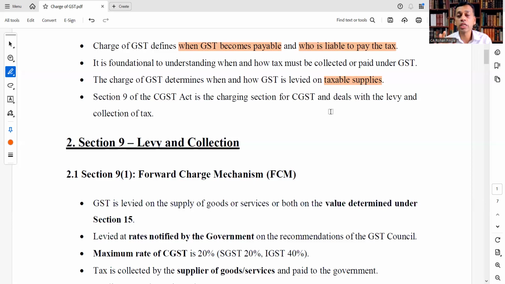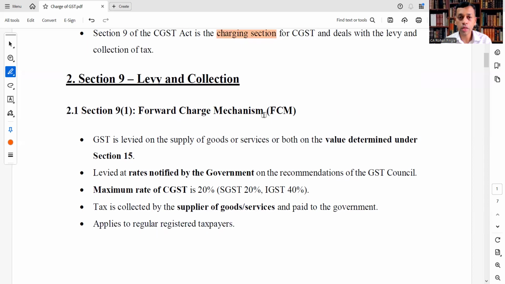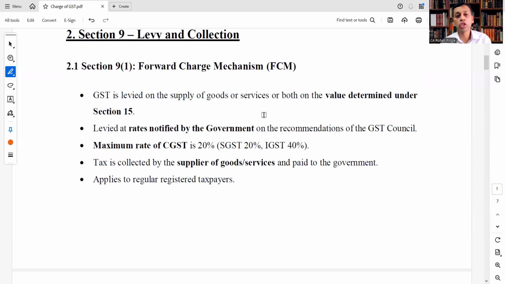So the charge of GST determines when and how GST is levied, and that is on taxable supplies. Section 9 of the CGST Act is the charging section and deals with the levy and collection of tax. Section 9, levy and collection. That is section 9, subsection 1, the forward charge mechanism, in short FCM. Section 9, subsection 1, what does it talk about?